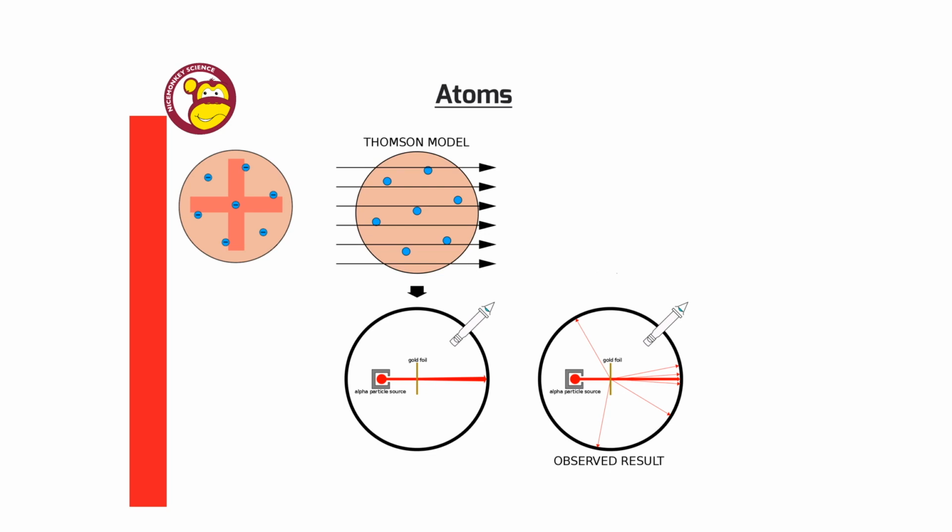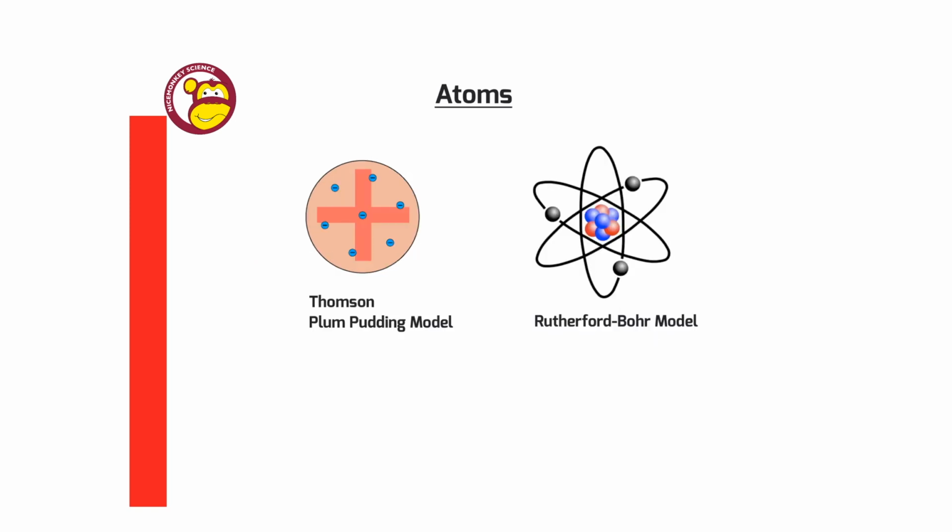However, when an experiment was carried out where an alpha particle was shot through some gold foil, the alpha particle, which is positively charged, was expected to travel through in straight lines, as shown up here. However, the observed result was that the alpha particle was scattered in all directions. This led to new models being created by Rutherford and by Bohr, and eventually the accepted Rutherford-Bohr model that we use today.